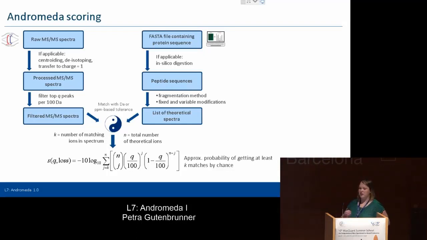And then you can see how many peaks are matching between those spectra, so you count that, and then you have the variable k, the number of matching ions in the spectrum, and n, the total number of ions in the theoretical spectra which you offer. Then you feed these values into the binomial probability-based scoring, and you calculate the probability of getting at least k matches by chance. Then you multiply this value by minus 10 times the decadic logarithm, and you get your final Andromeda score.